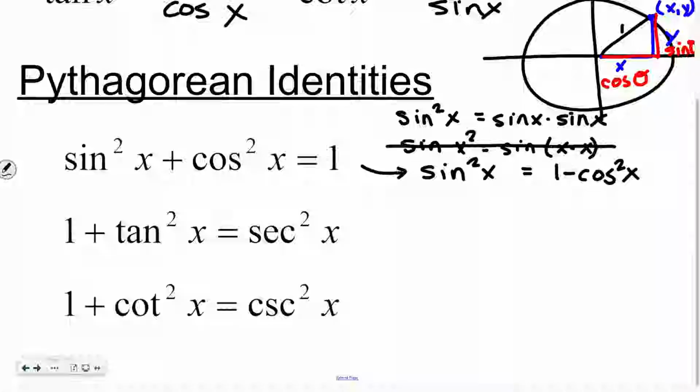I'll have you write these down, and you might use them. Just in the interest of time today, I'm not going to go through how we get them, but we can look at that later this week on a day we have more time. Like, why does 1 plus tangent squared equal secant squared? Why do those two go together?